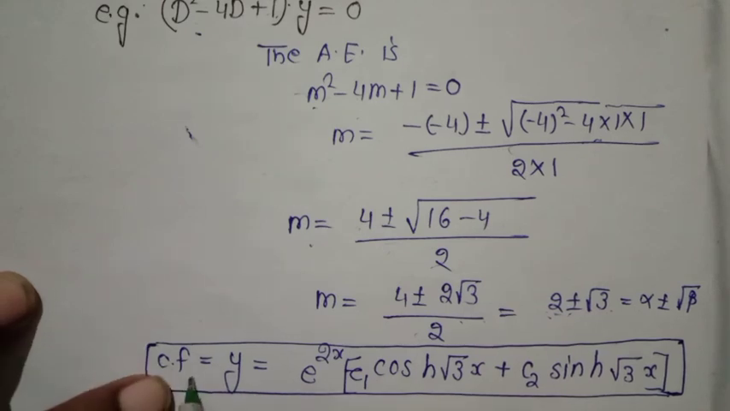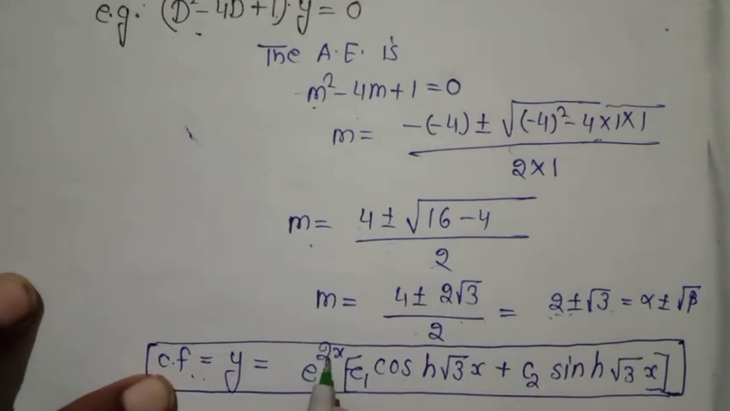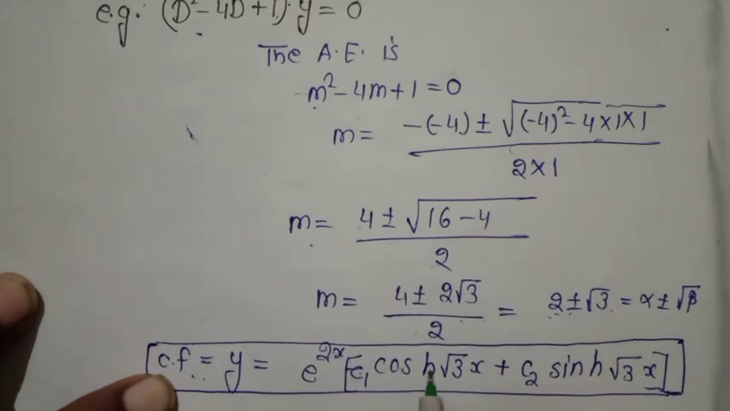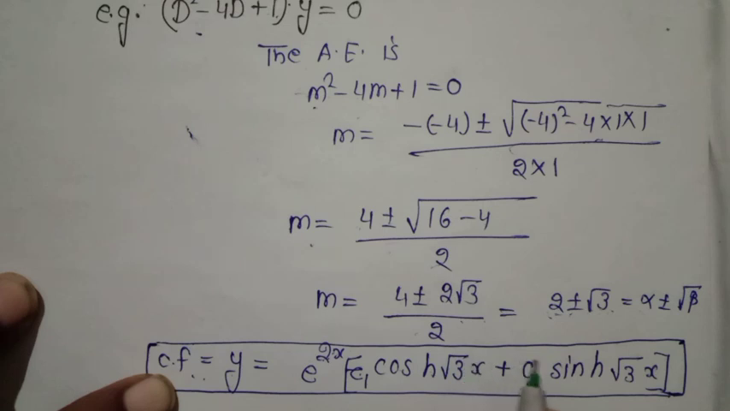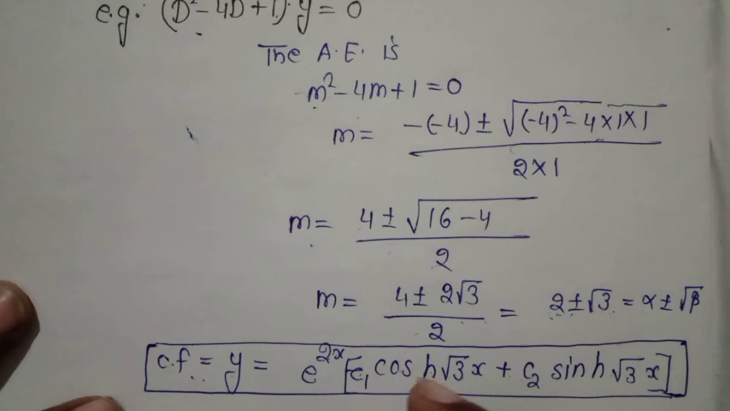So for this, CF is equal to y e raised to power alpha x, and our alpha is 2. So e raised to power 2x c1 cos hyperbolic root beta x, and our root beta is root 3. So root 3x plus c2 sin hyperbolic root beta is again root 3, so root 3 into x. So this was the CF for this differential equation.